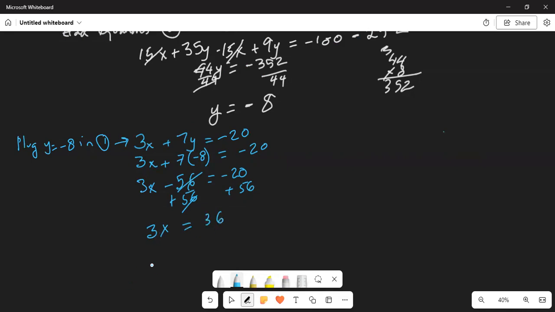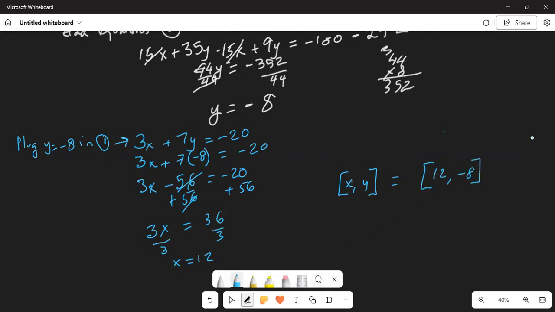Now again, this is 3 multiplied by x. I have to remove the 3 from the front of x. Since 3 multiplied by x, the opposite of multiplication is division. So divide by 3 on both sides, which will lead to x equal to 12. Hence, the solution for x and y is 12 and minus 8.